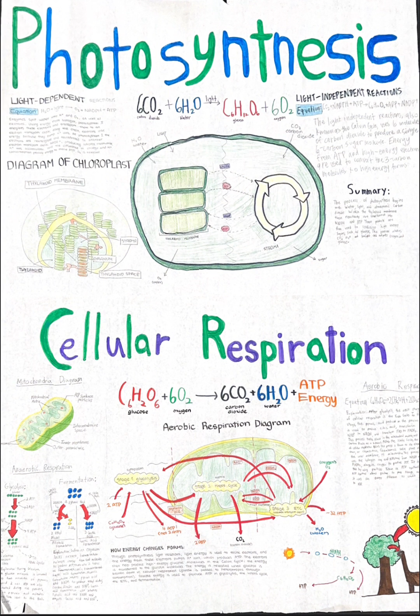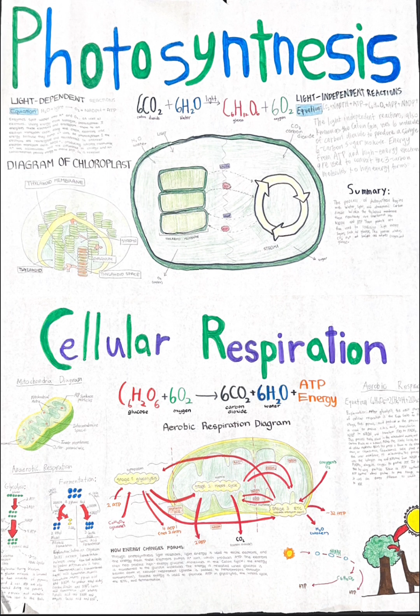So in the middle, you can see the whole diagram of photosynthesis with the light-dependent and light-independent reactions together. So a summary of this is the process of photosynthesis begins with water, light, and atmospheric carbon dioxide within the thylakoid membrane. These reactants are transformed into NADPH and ATP. These products are then used to synthesize high-energy sugars such as glucose. This process intakes CO2, H2O, and sunlight, and outputs oxygen and glucose.